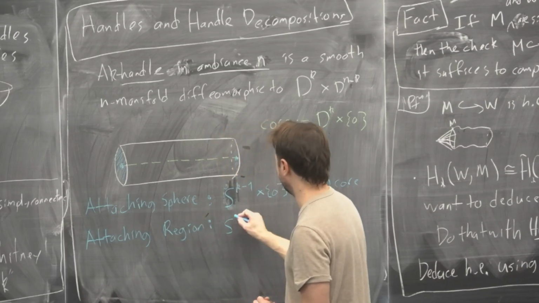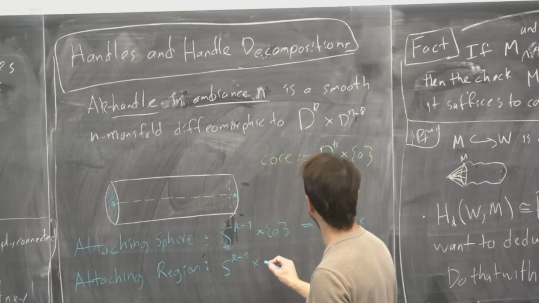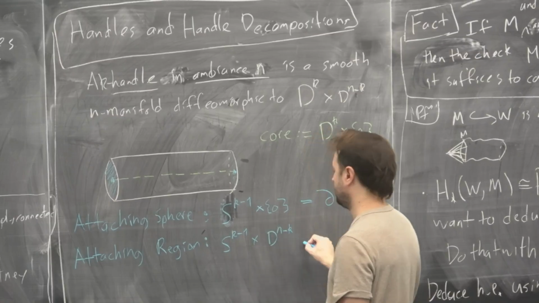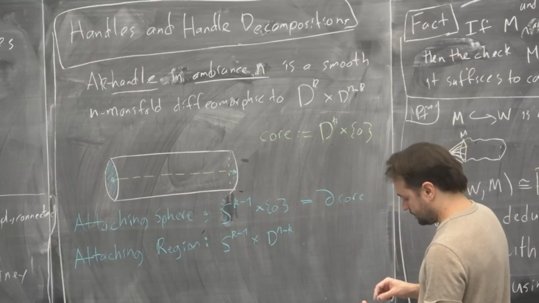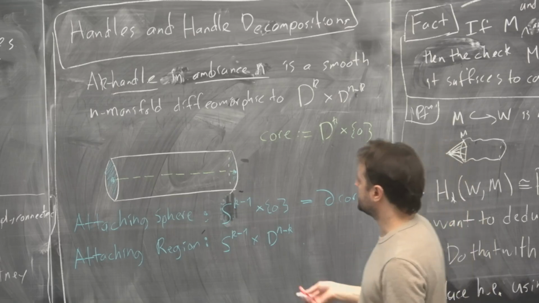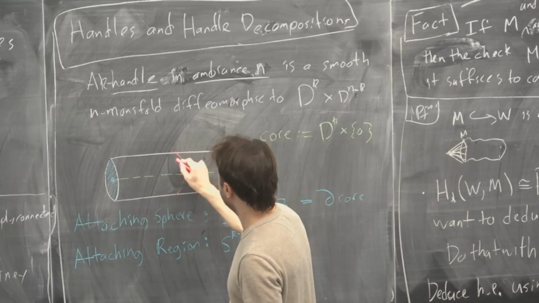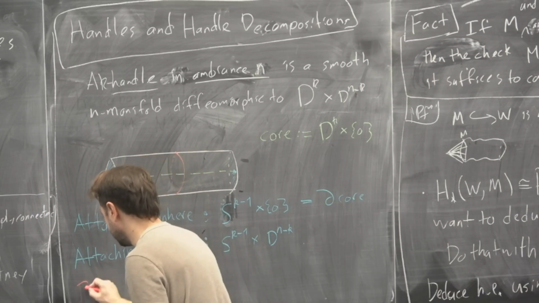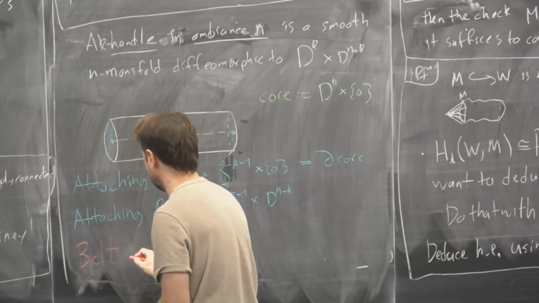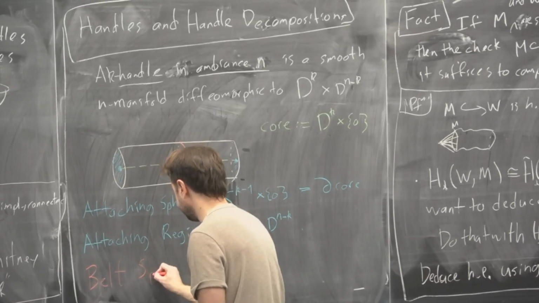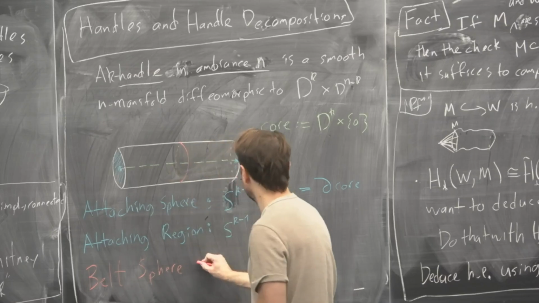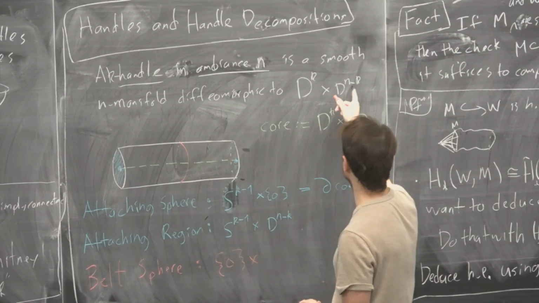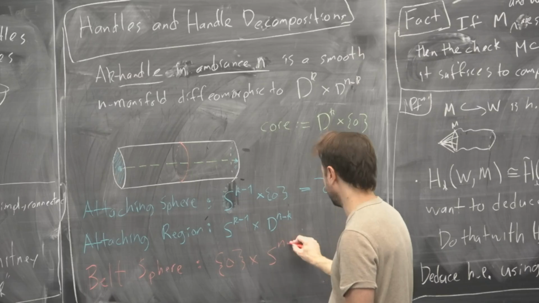Topologically, it's the sphere that's important. So S^(k-1) cross the complementary disk. Then, like I said, there's something dual to the attaching sphere, and that's this midway thing, which I will call the belt sphere. It's a very common usage thing, a belt sphere. This is dual to the attaching sphere. This is going to be 0 cross the complementary sphere, which is S^(n-k-1).